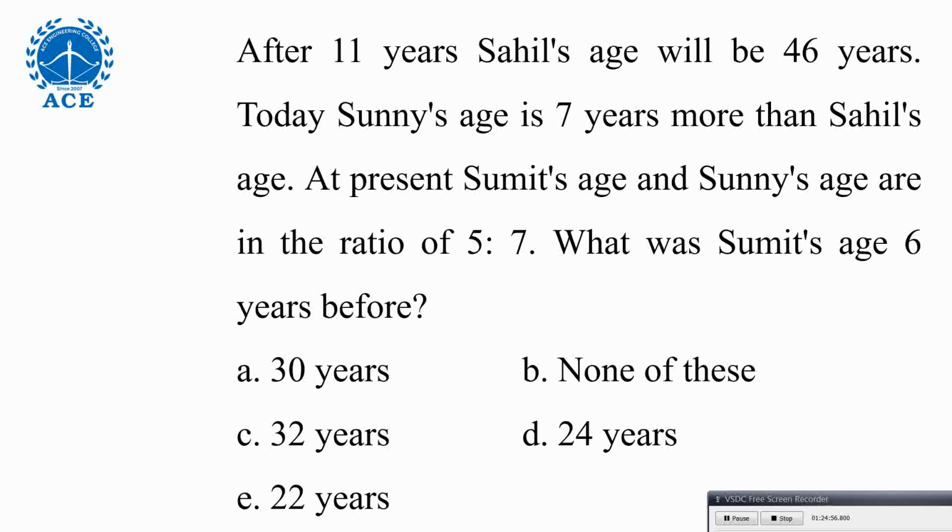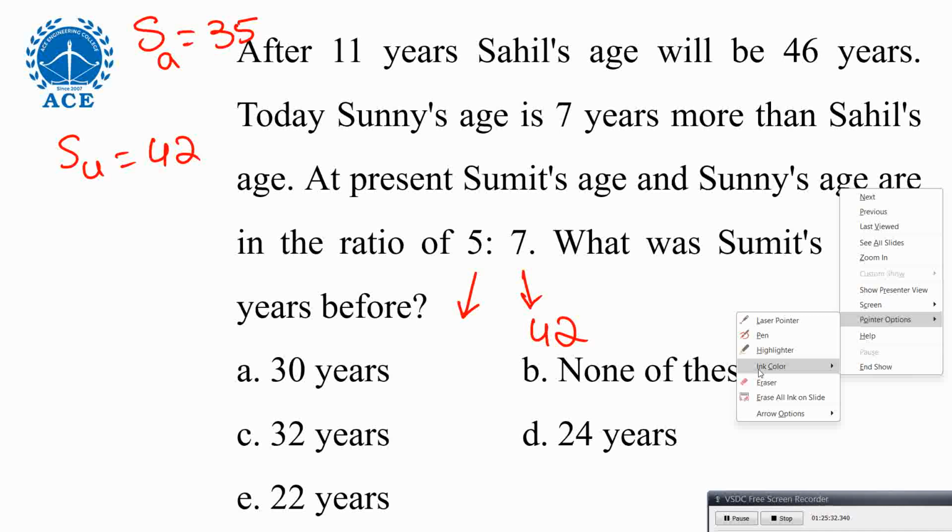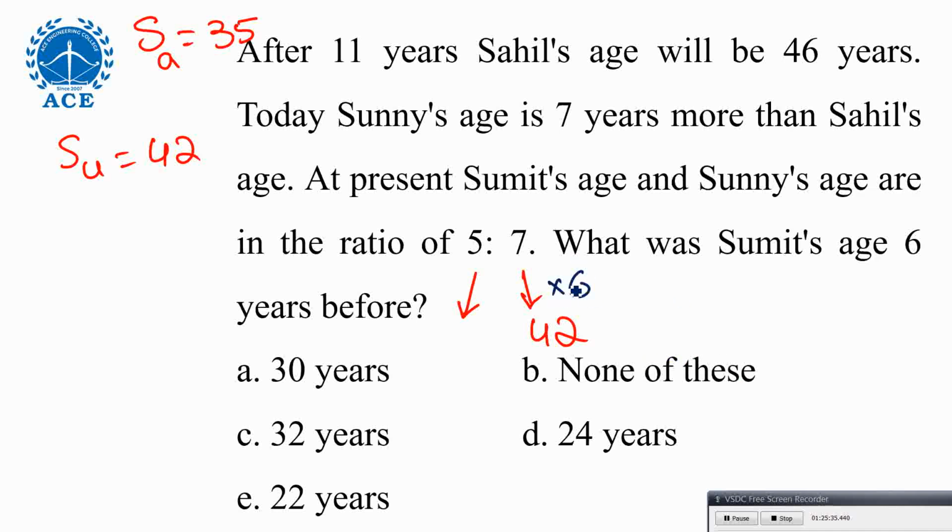After 11 years, Sahil's age will be 46. What is Sahil's present age? 35. After 11 years, 46. Okay, right now 35. Sunny's age today is 7 years more than Sahil. So Sunny's age is 42. Okay, Sunny's age. Now Sumit's age and Sunny's age. Sunny, 42. So 7 related to 42 means what factor? Multiplied by 6. So this also multiplied by 6. Sumit will be obtained.